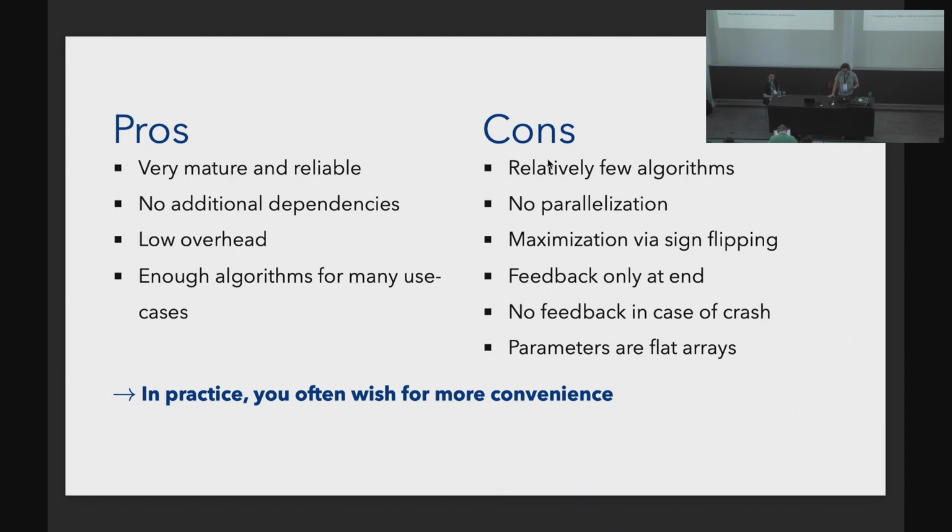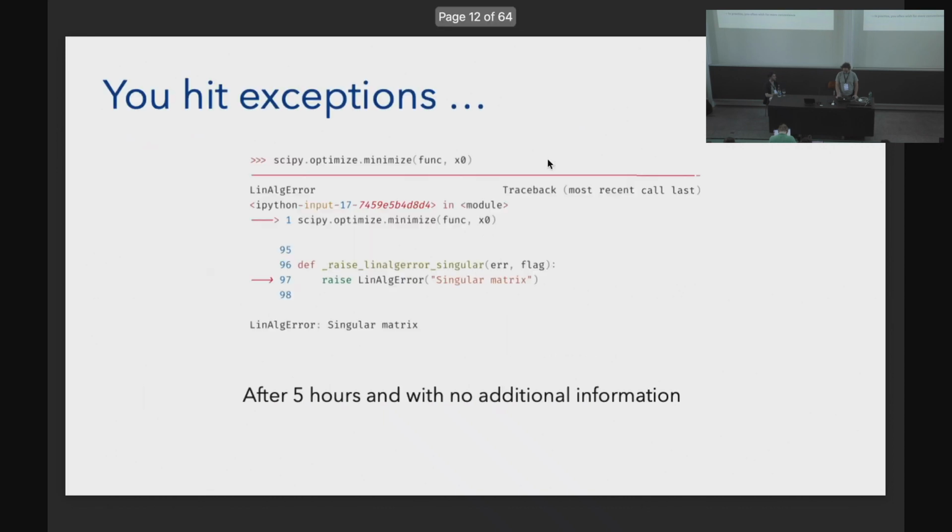And then some more practical things that you get if you have long-running problems is that you get feedback only at the end, and if your code crashes, then you don't get any feedback. And also the parameters are a flat array, which even in our simple example in the exercise was already a bit limiting. So even though all the algorithms in SciPy are great, you often wish for a bit more convenience in practice. And let me show a few examples of where that would be the case.